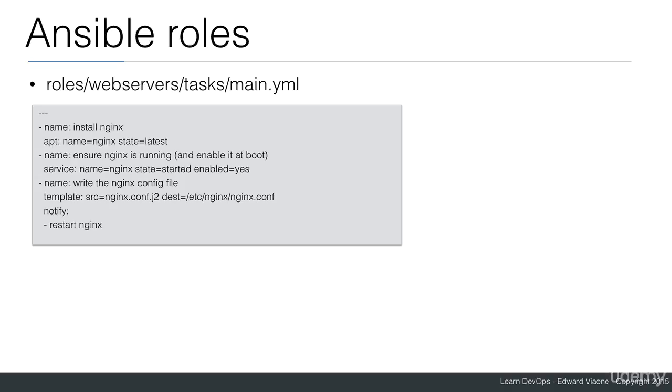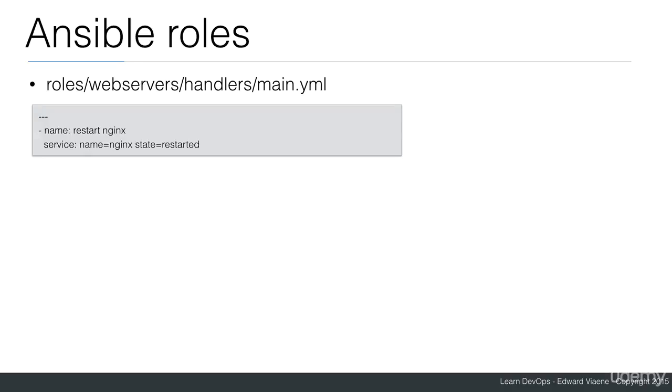It's also common to use a separate task file and use the main YAML file to only include more task files. Because we only have a few lines, it's easier to keep it in one file. And this is our handler, which will handle the restart of the next generation engine.